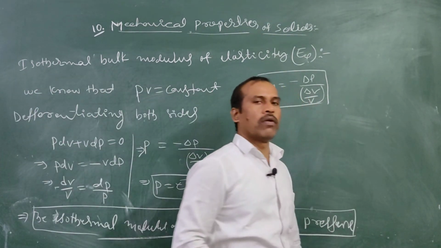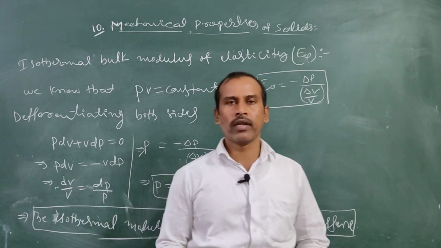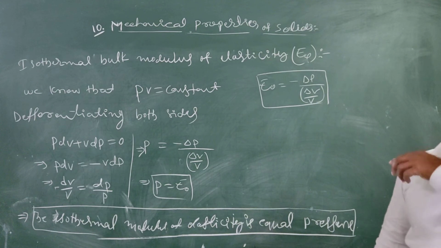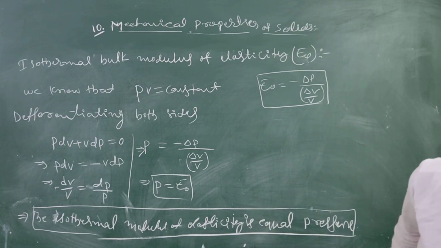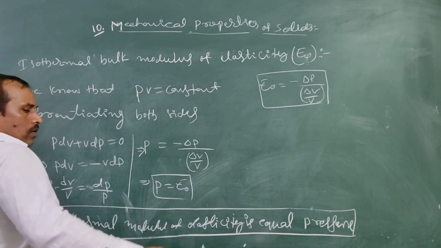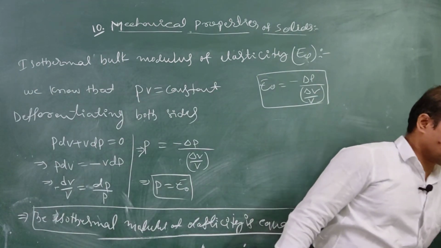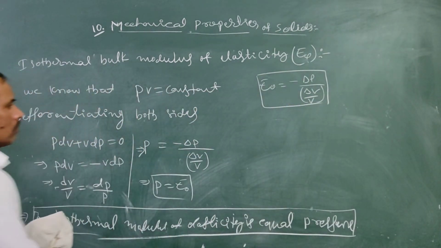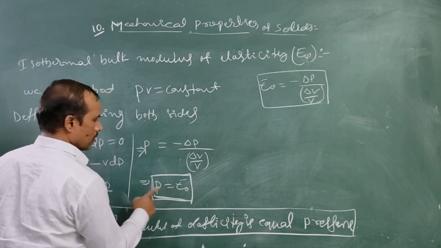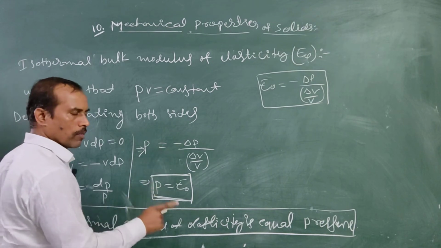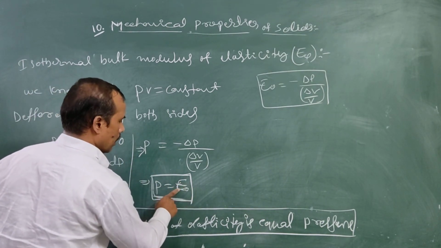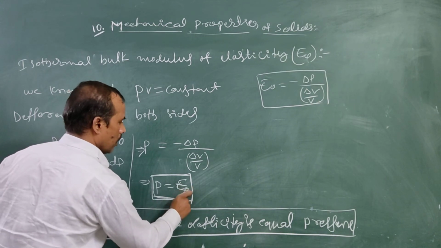Next one, adiabatic process. Note this one first of all. Adiabatic process. So finally, this is the main point: the pressure is equal to the isothermal modulus of elasticity, E theta.